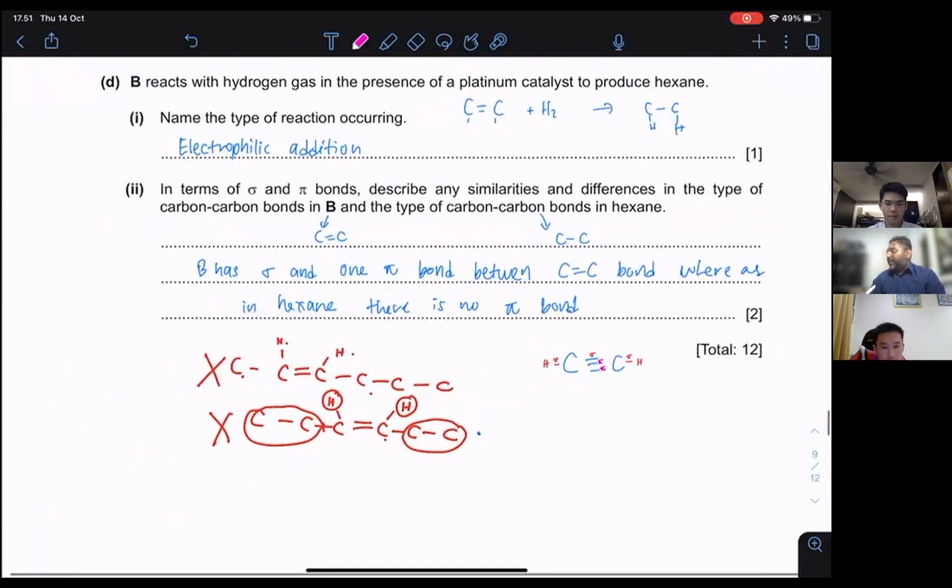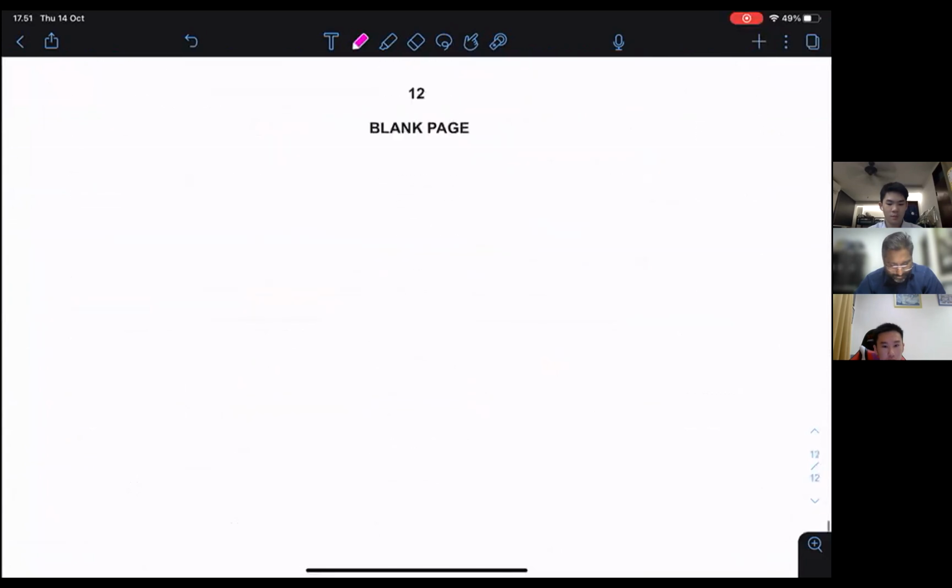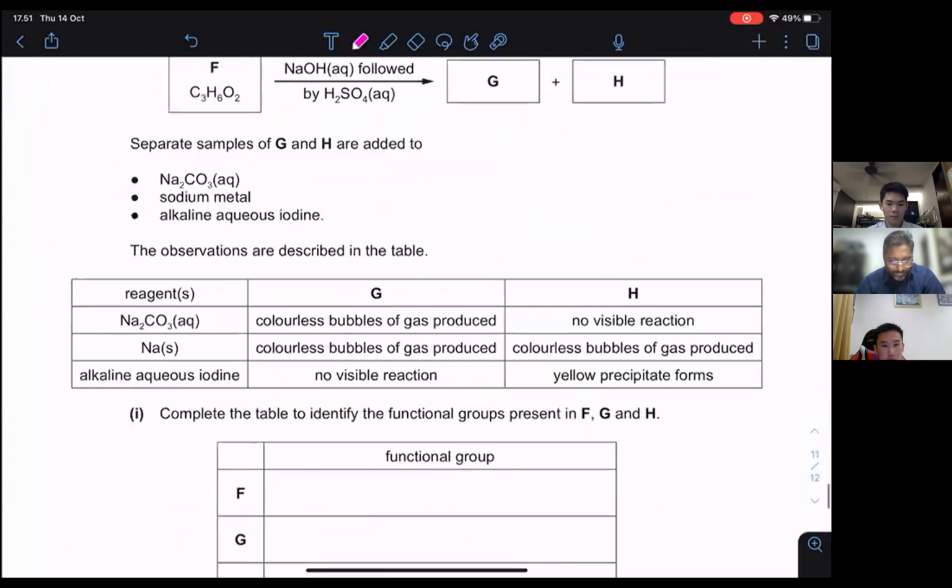Anyway, for D2, let me check the answer. Hexane has only one sigma, and B has one sigma and one pi bond. Good enough. They will give you 2 marks for this. Now, next question. I think this is the last question.